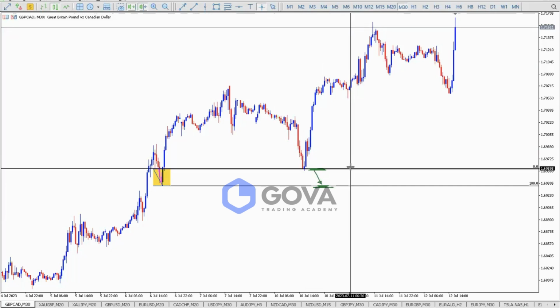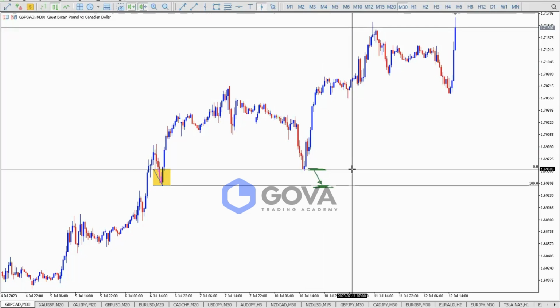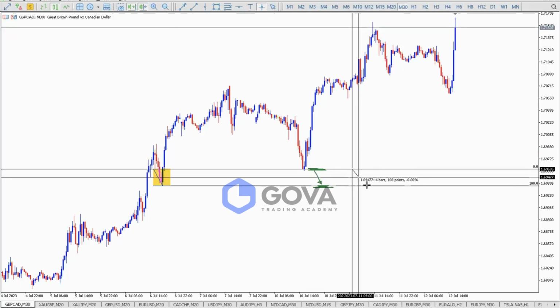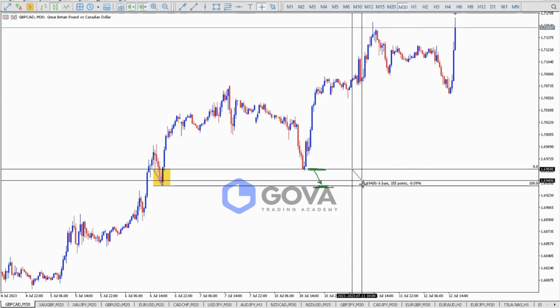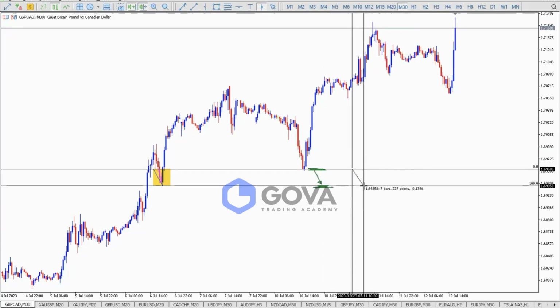Also, make sure you are placing it properly. You can see right now it is not properly placed. So make sure you put it properly and then drag it down. You can see the way to drag it. So let me just drag it to the distal line.